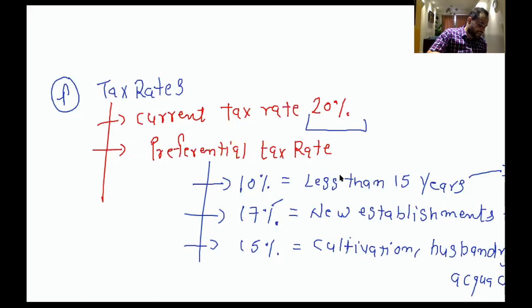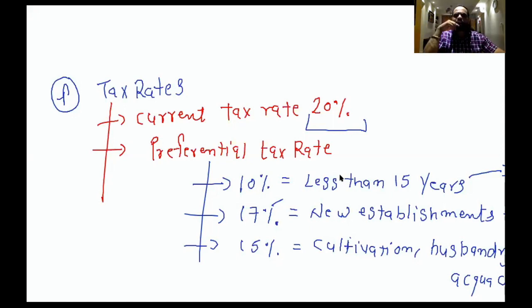So your question is, any company is less than 15 years, but it's agriculture, right? That's your question? As if an agriculture-related company had just been newly established, and because it's newly established, the time on the market is less than 15 years. Yes. So in this case, which tax rate, 10% or 17%, is applied to that company? Yes, 17%.